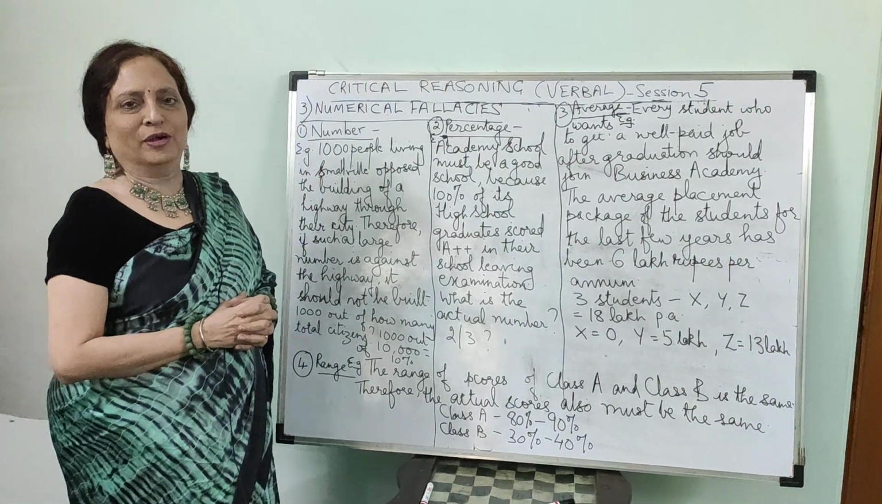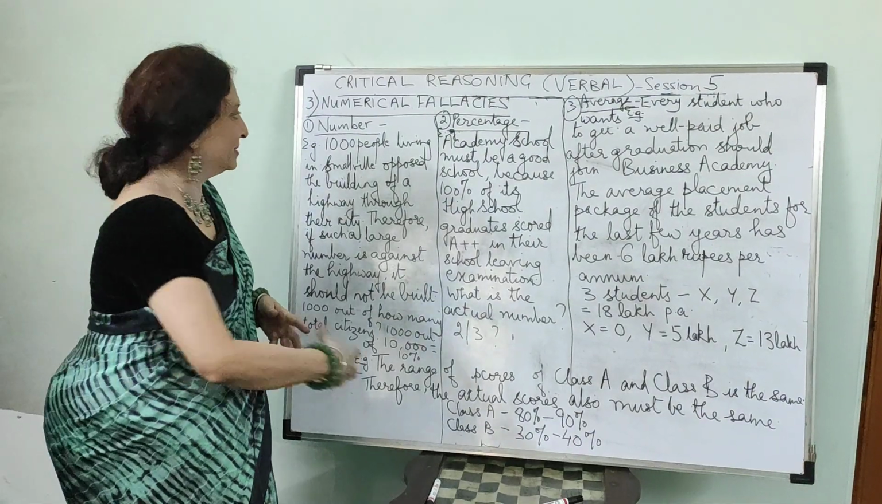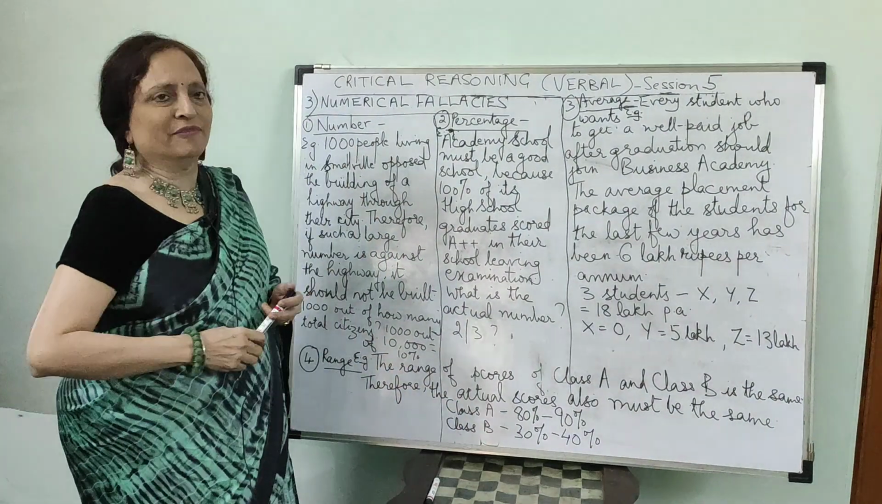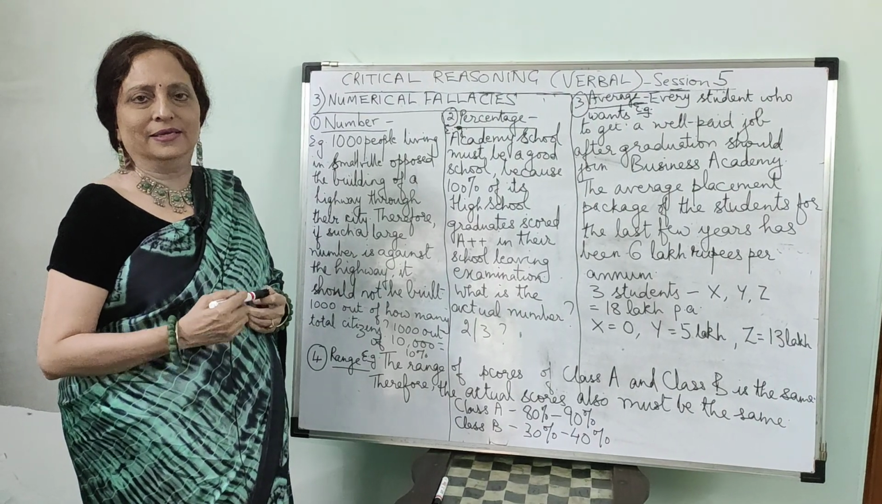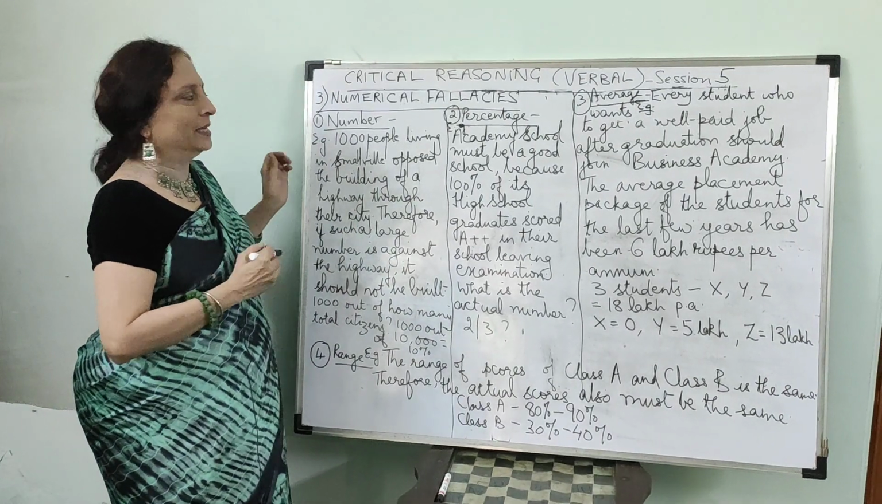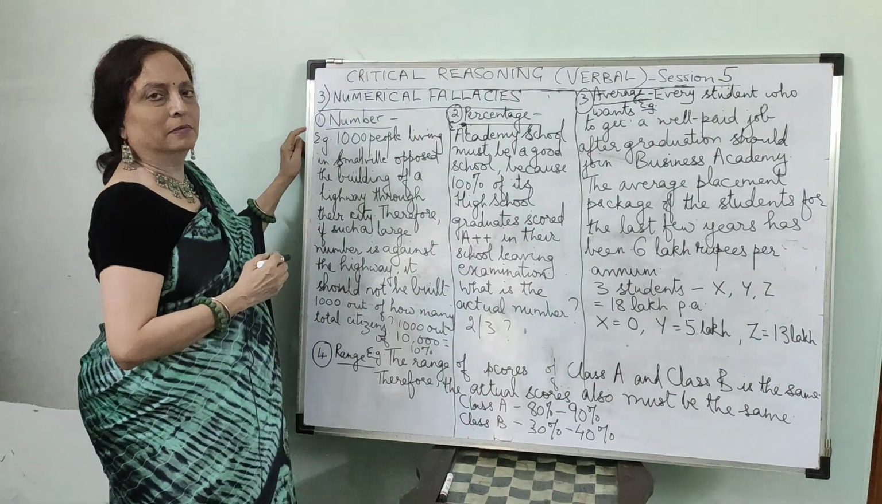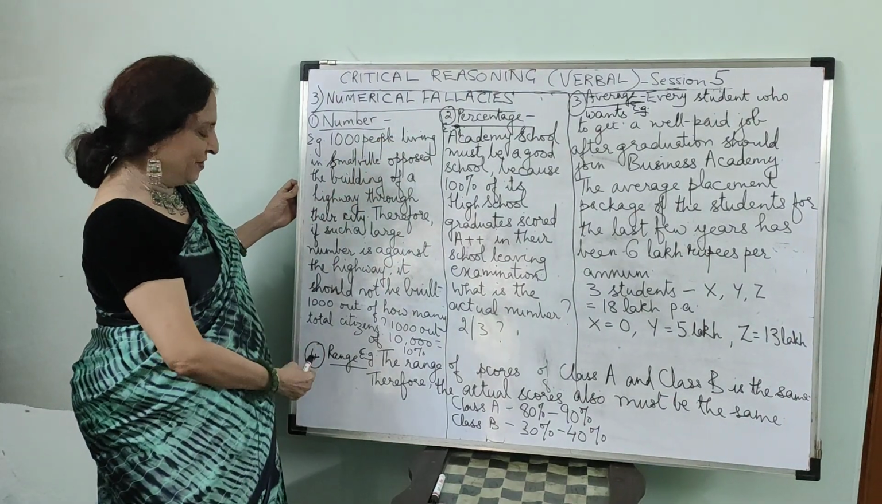Everybody. Today we are going to discuss another group of fallacies called numerical fallacies. Numerical fallacies are very difficult to spot because technically whatever they are saying is true. But the technical part is where the mistake lies. For example, the terms number, percentage, average and range.